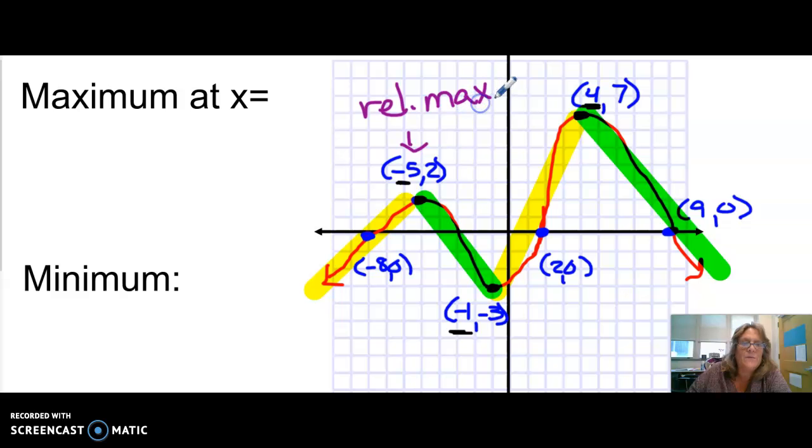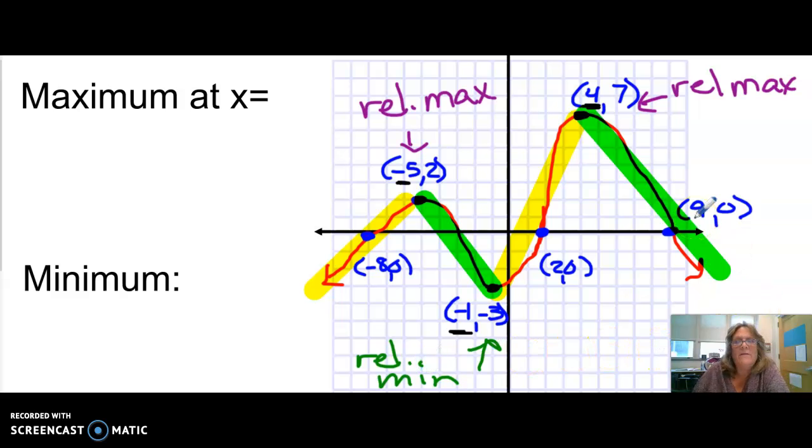or a local maximum. Sometimes it's called a local maximum or a local minimum, depending upon the textbook, but relative maximum and local maximum are interchangeable. This point also would be a relative maximum because it's a high point. When we talk about the low points on our graph, let's look down here. This continues on, so there's no point there, but this would be a relative minimum. And that's the only relative minimum that we have for this one.